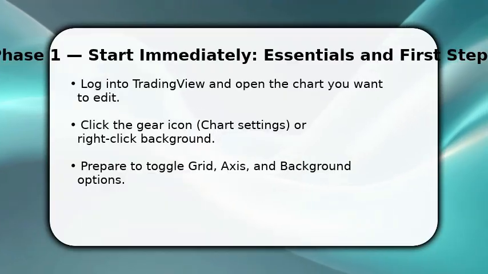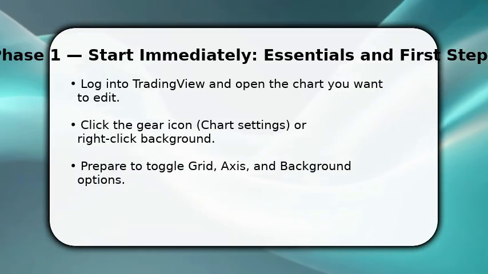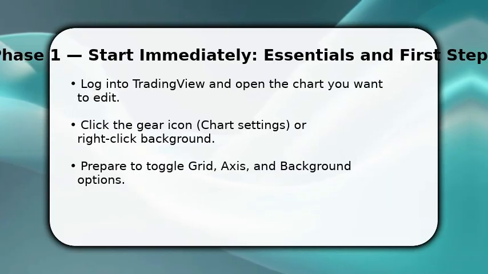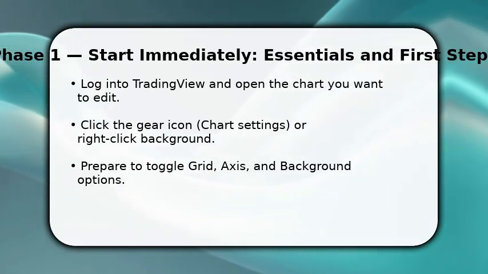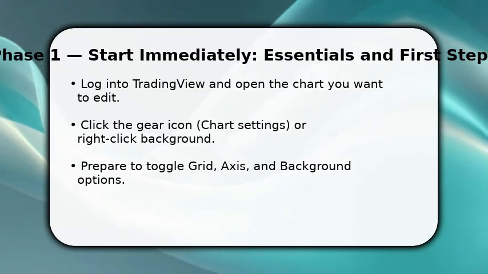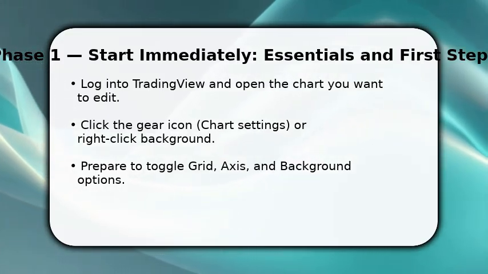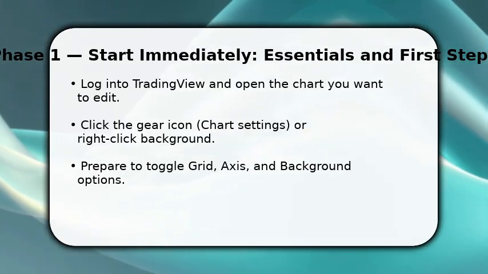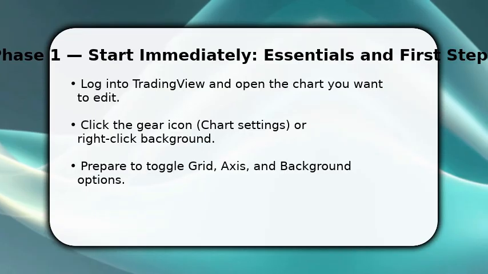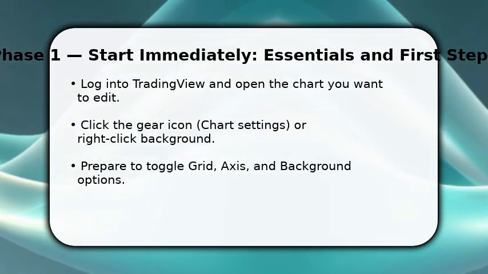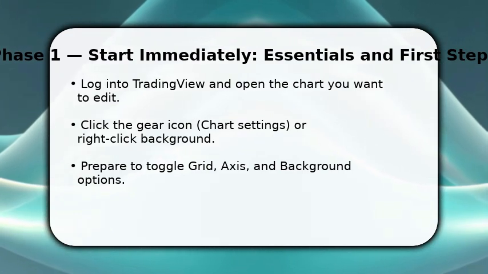You're starting inside your TradingView chart. Open it now and click the gear icon for chart settings, or right-click the background to access options. Once the dialog appears, focus on the Scale and Appearance or the Background tab, where Grid and Axis controls live. Make sure you're editing the correct layout. If you use multiple saved layouts, verify which one is active. This gets you directly to the controls you need. No detours, and lets you change visual elements immediately.